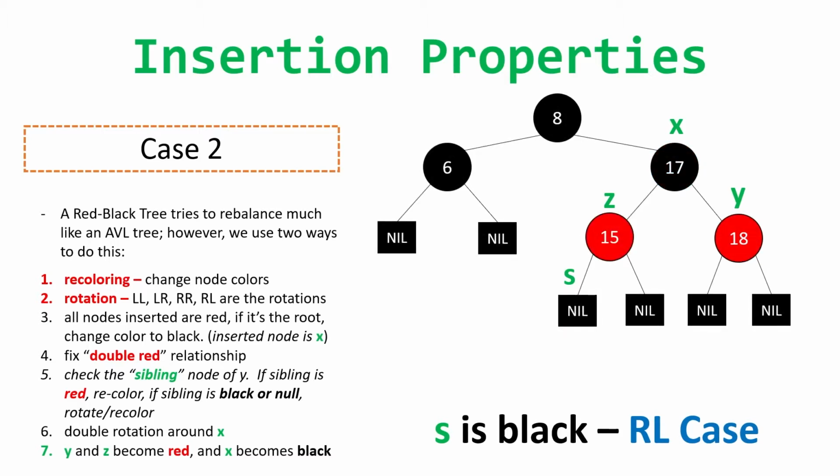And we're done. In all these cases, after we're done, all 4 properties of a red-black tree are satisfied. The root is black, all external nodes are black, the red property is satisfied, no 2 red nodes are directly connected to each other, and the black depth at every external node is the same.